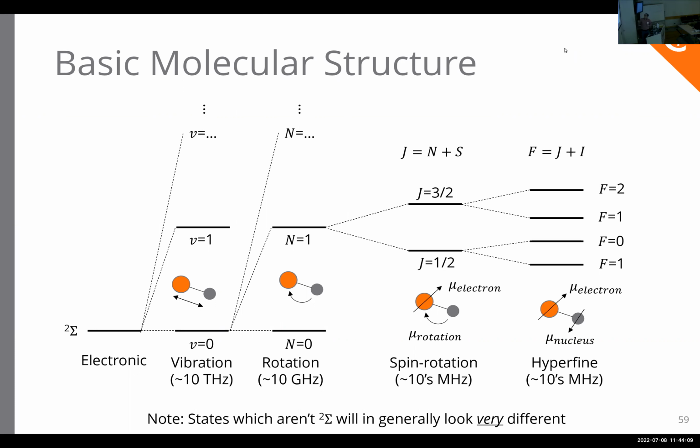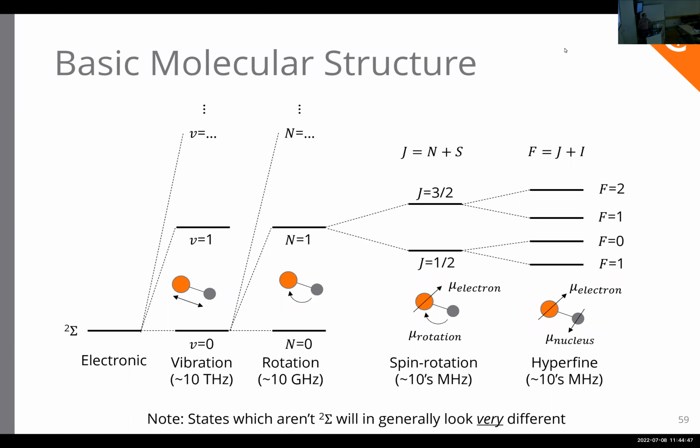Each of these states is further split into more states by the fact that the fluorine has a nuclear spin. So it has a nuclear magnetic moment, and that interacts with the magnetic moment of the electron. Depending on the relative orientation of those two things, this splits further into 4 states. So each of these states is actually 4 states, and each is part of a ladder of these states. So it's very complicated, but these are the kinds of things you have to think about when you're talking about molecules.